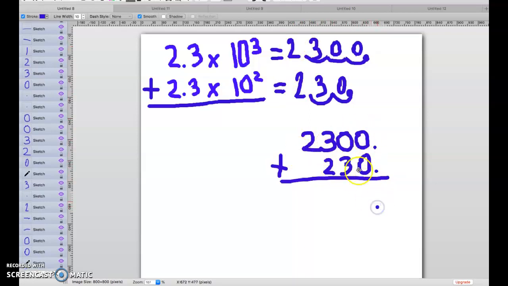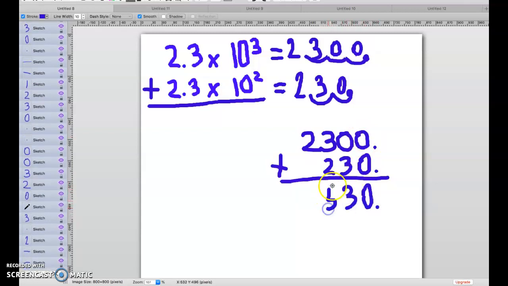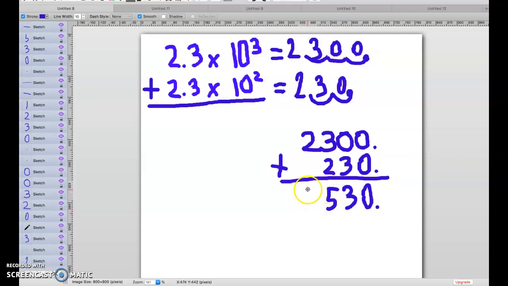All right, bring down the decimal place. 0 plus 0 is 0. 0 plus 3 is 3. 3 plus 2 is 5. Bring down the 2, 2,530, but it wants us to put our number in scientific notation. So let's move the decimal place until we have a number between 1 and 10.